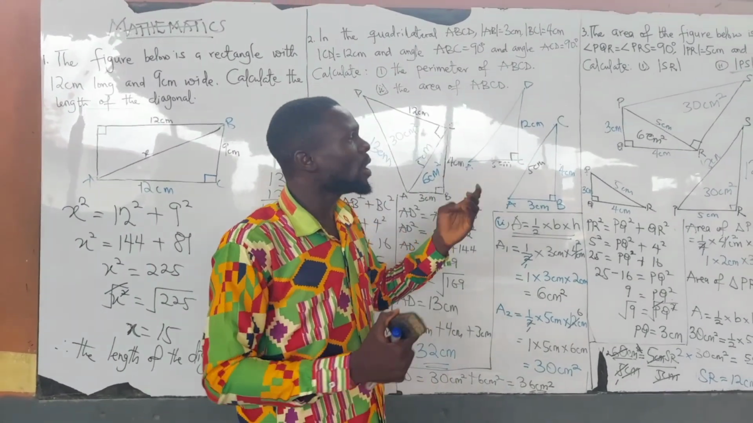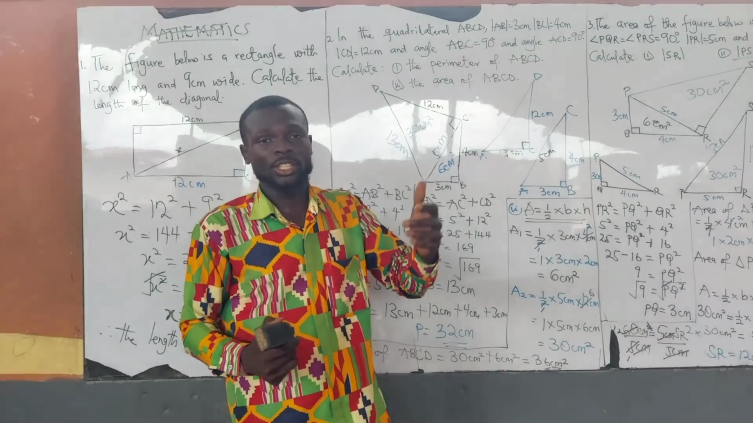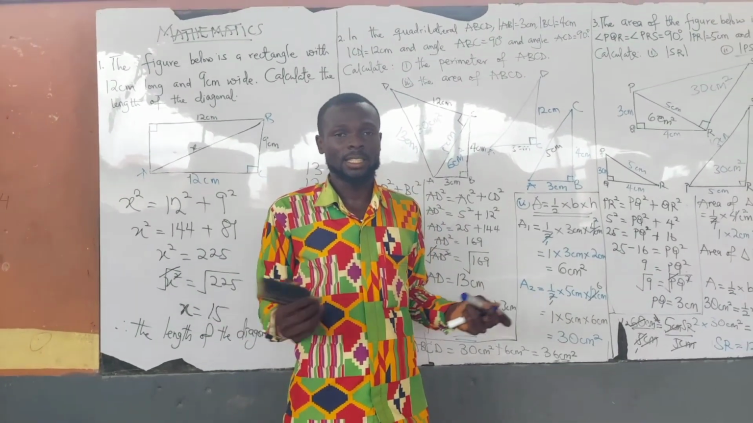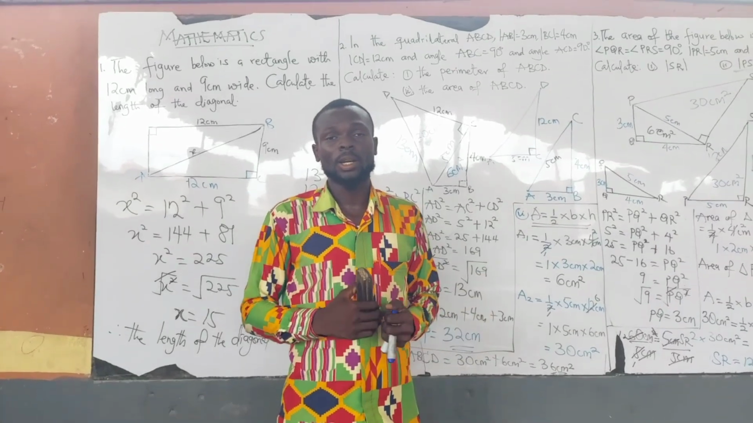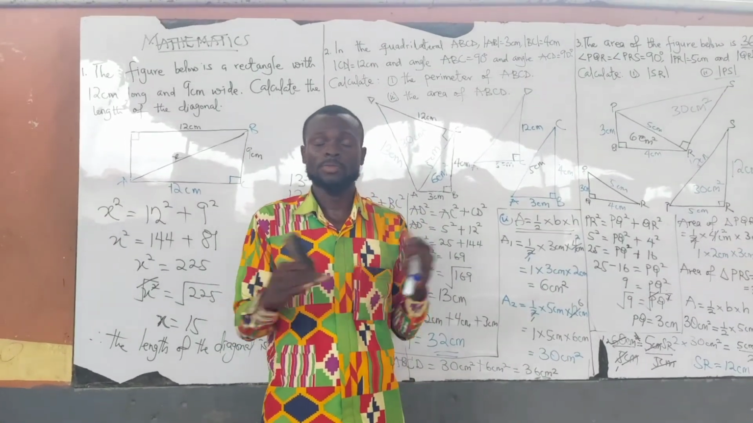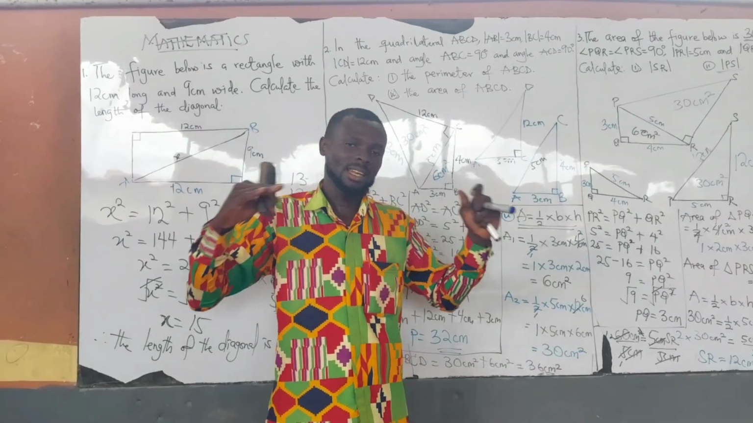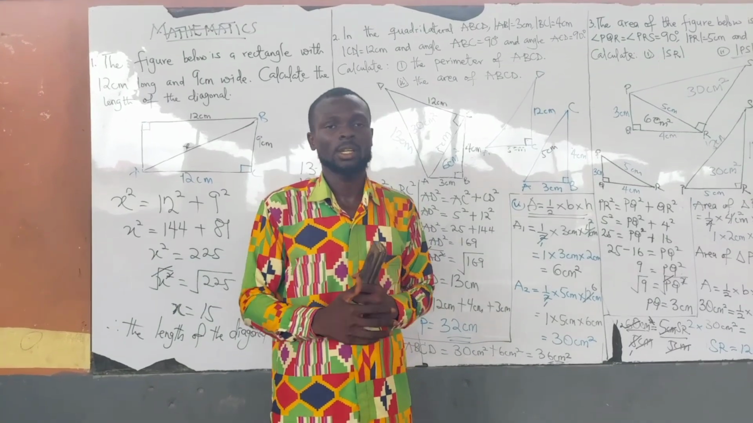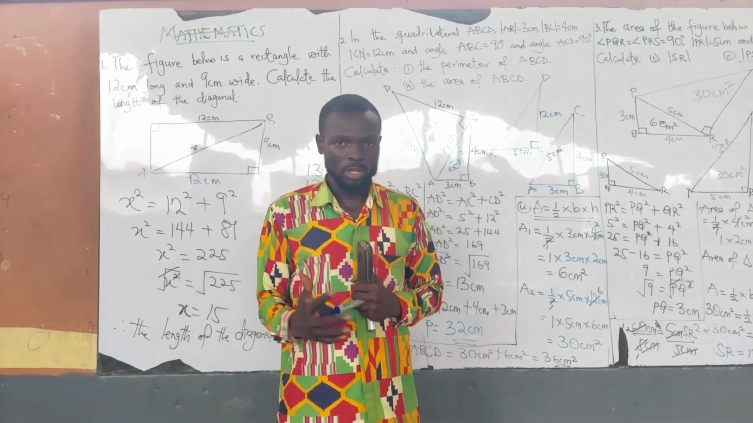Next time when we meet, we'll look at the application of the Pythagoras theorem, where a ladder will be leaning against a wall, and you'll be asked to calculate either the height of the wall, the foot of the wall away from the ladder, or the length of the ladder. That is the application of Pythagoras theorem.